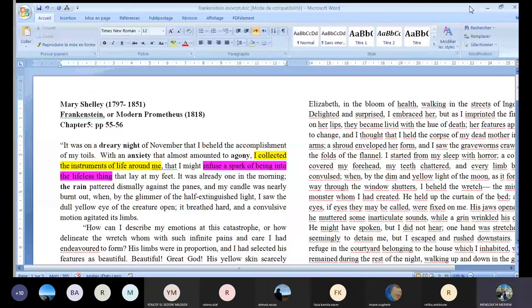Personification. Personification, where? When he says infuse a spark of being into the lifeless thing that lay at my feet. Okay, why do you think it's a personification? He gave a human quality to.